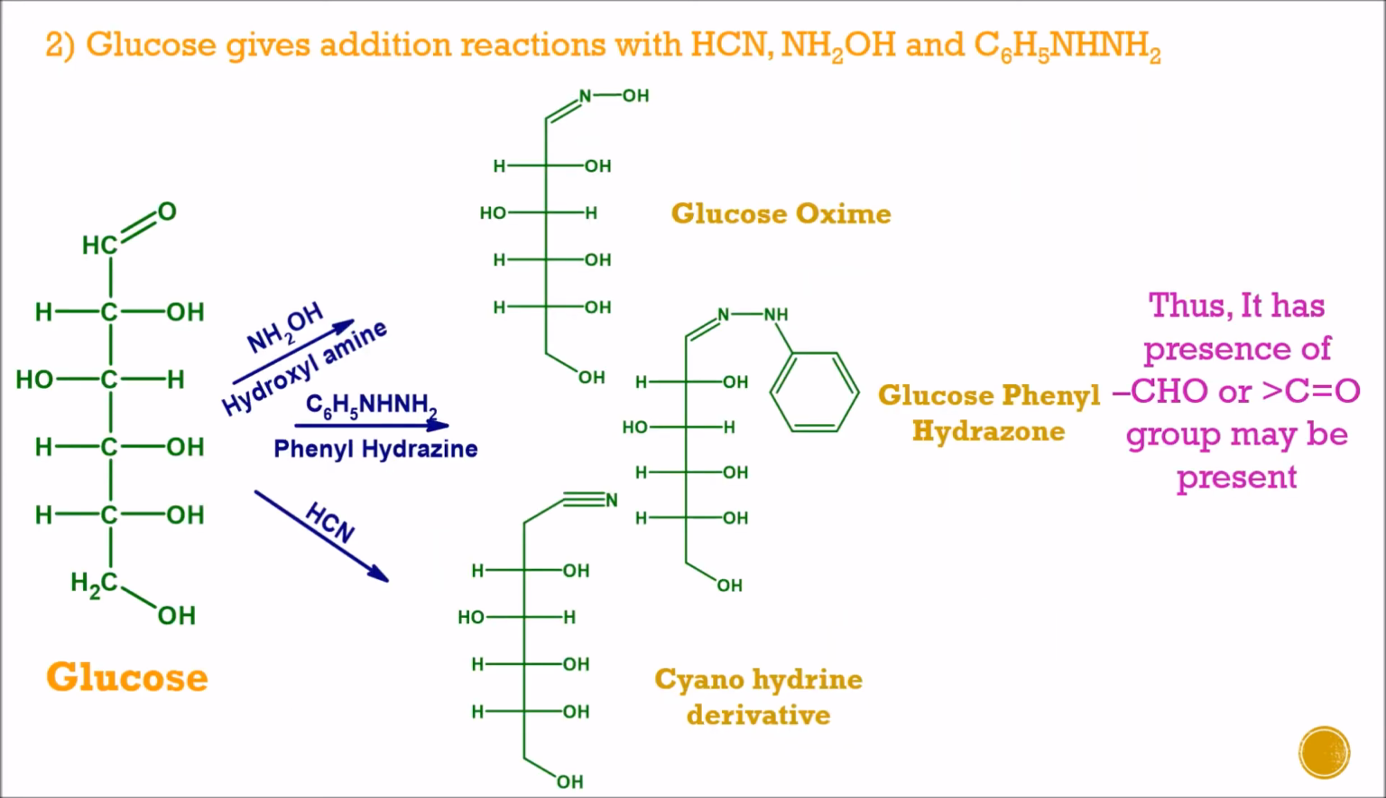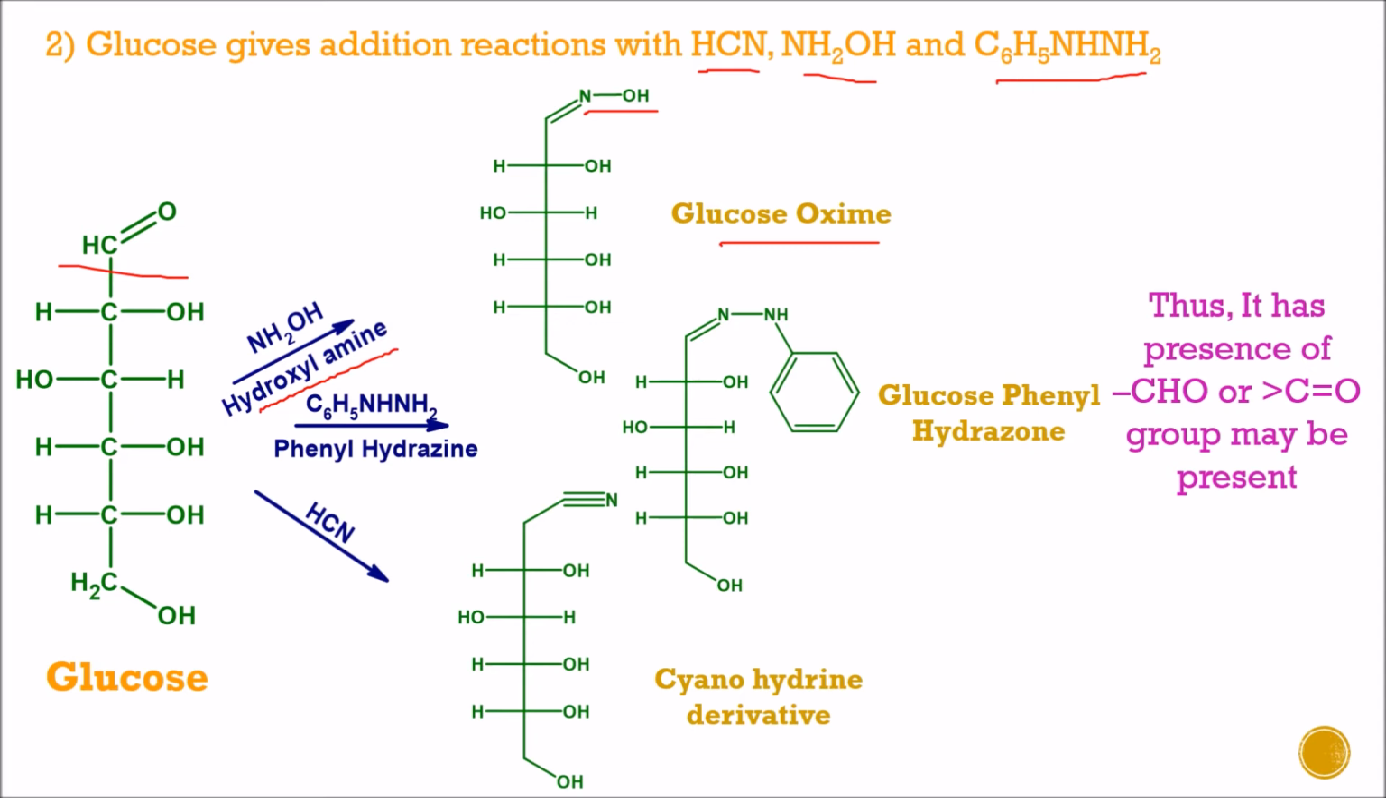The second reaction is addition reaction. Glucose gives addition reaction with HCN, NH2OH and C6H5NH2. When glucose undergoes addition reaction in presence of hydroxylamine, the carbon number 1, that is aldehydic carbon, undergoes addition reaction and NOH is added to carbon number 1, that is formation of glucose oxime takes place.